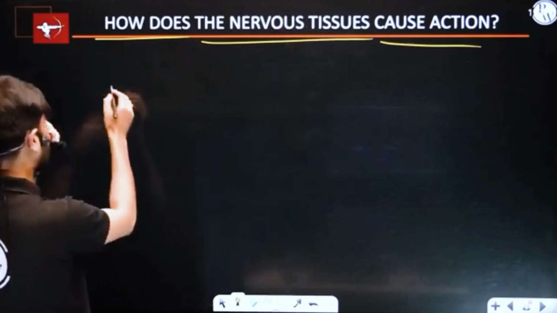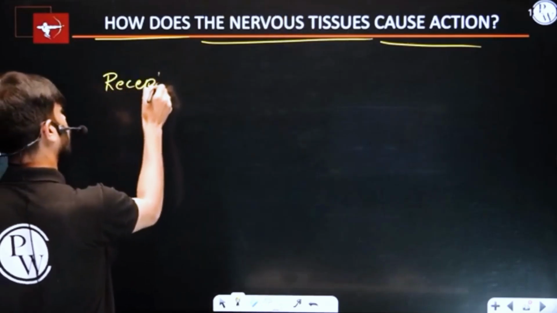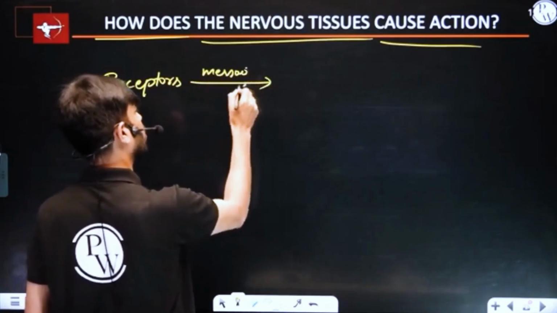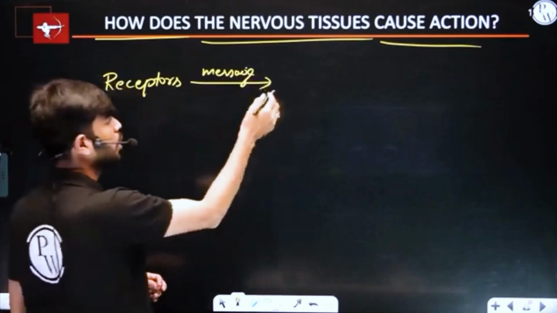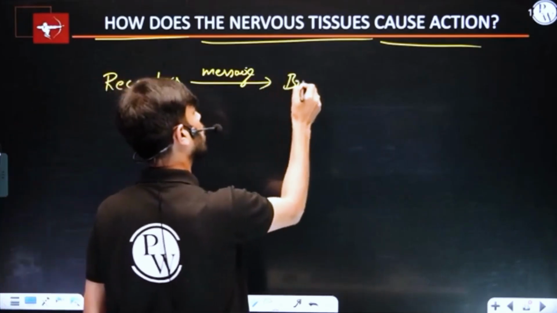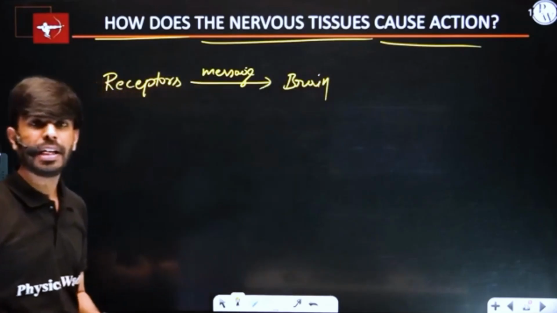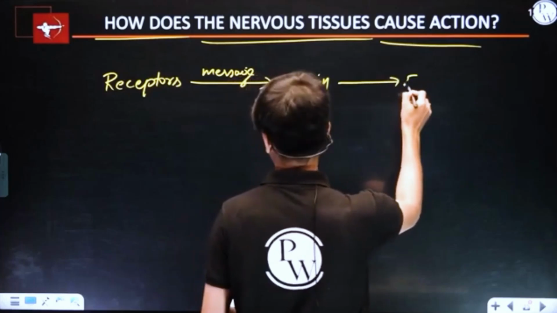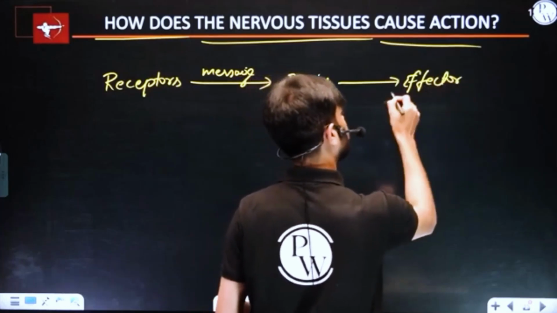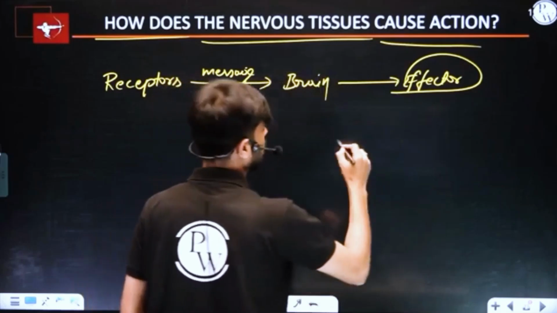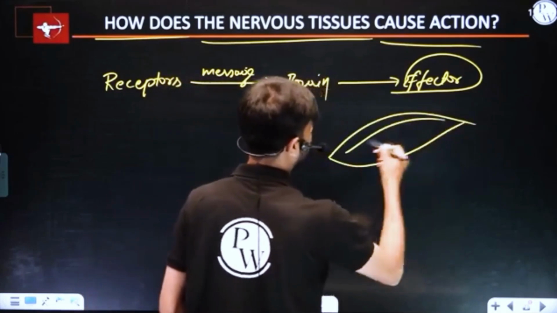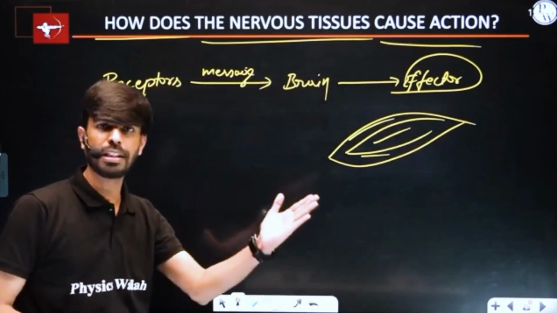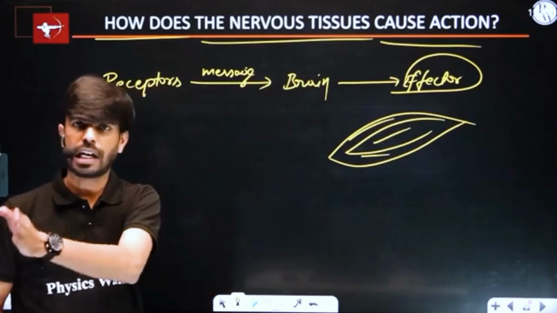So now let's understand. First, there are receptors. The receptors are sending the message to the brain or spinal cord. The brain immediately interprets the situation and sends the information towards the effector. Now, these effectors are called muscles. You already studied about the muscles, muscular tissue. They are skeletal muscles, visceral muscles, and the cardiac muscles.